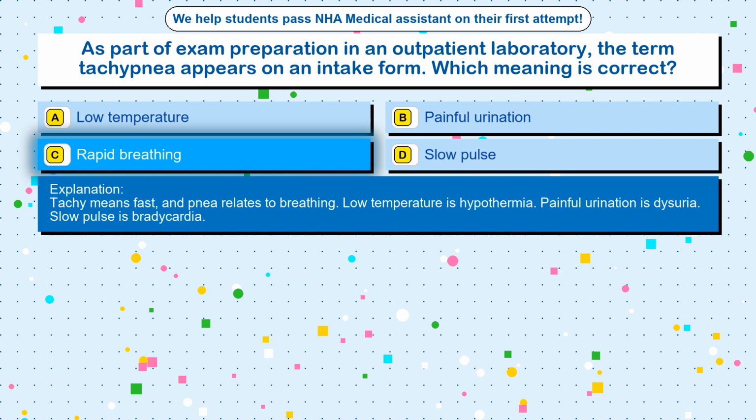Tachy means fast, and pnea relates to breathing. Low temperature is hypothermia. Painful urination is dysuria. Slow pulse is bradycardia.